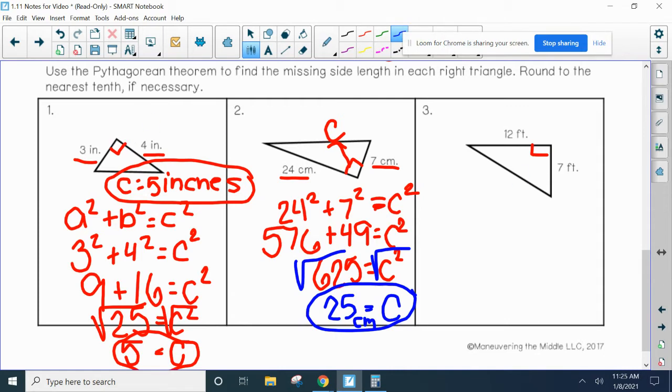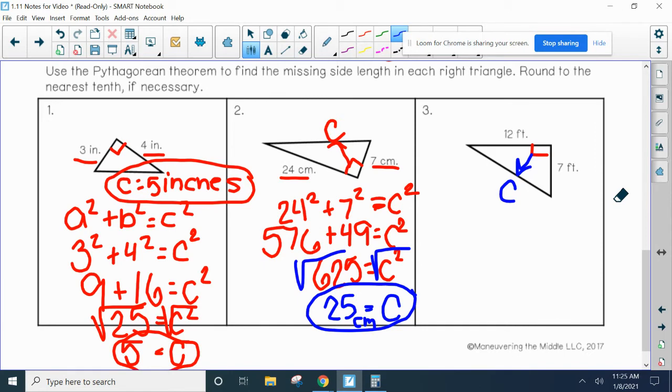So our c, or our hypotenuse, is going to be 25 centimeters. All right, so now what I want you to do is going to work the exact same way as the first two. I want you to go ahead and pause this. Do your a squared plus your b squared equals your c squared. Like I said, the side across from our right angle we know is our c. So make sure you know that you're looking for c and not a or b. Doesn't matter if you put 12 or 7 first because we have our commutative property of addition.